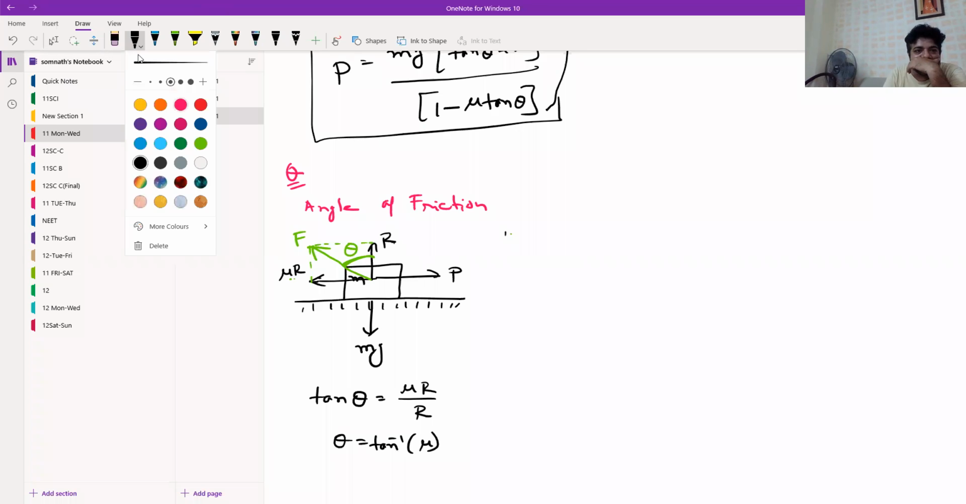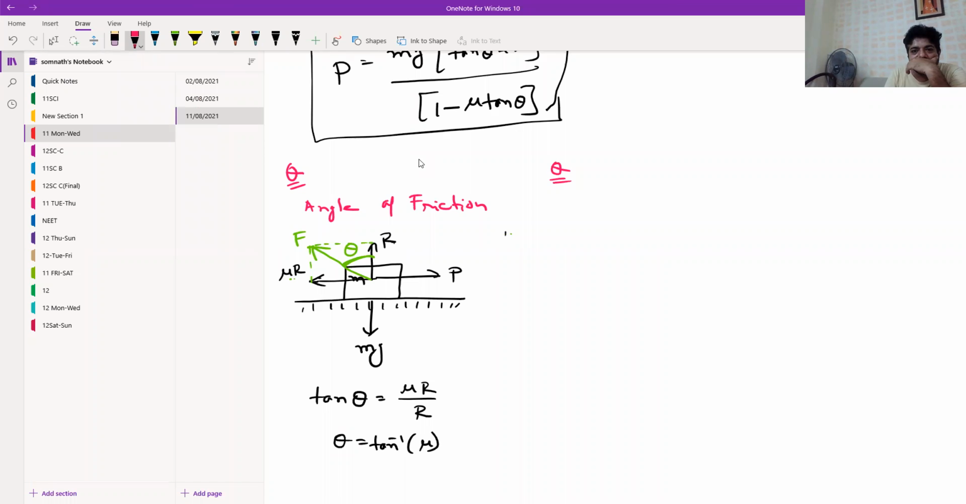There is one more definition which is called the angle of repose. What is this angle of repose? Suppose the angle of friction is represented by theta, then the angle of repose is represented by another angle. As we already used theta, now I am going to use phi.